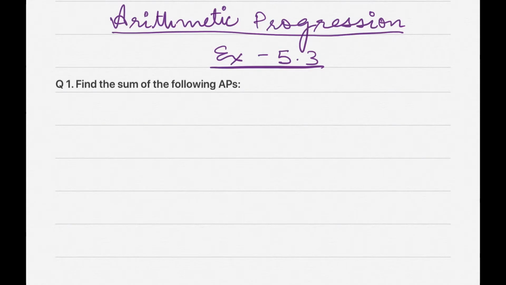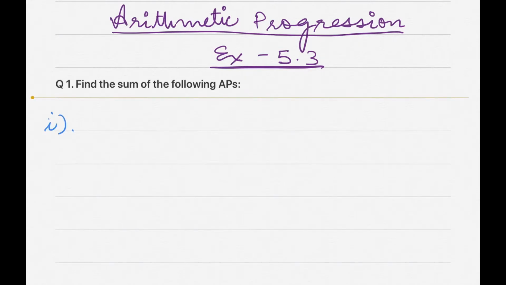Okay, so first part now. Let's move to first part. The first part AP is 2, 7, 12 and so on to 10 terms. Okay, fine. So we have to find sum of this AP up to 10 terms.